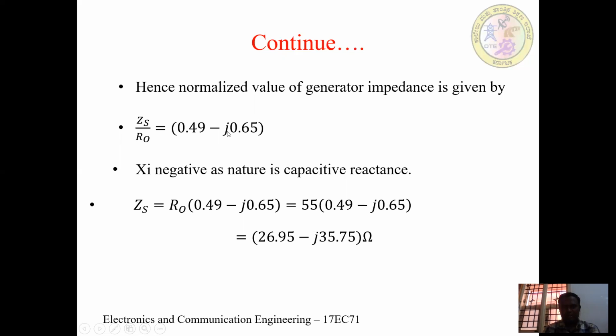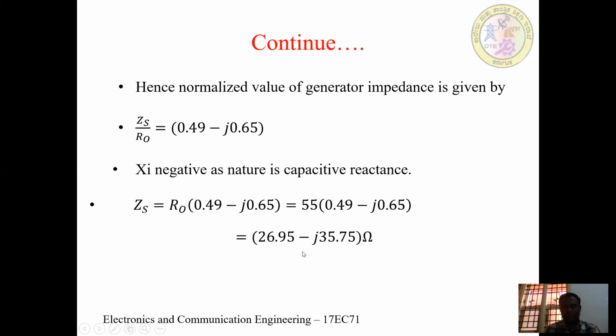So Xi is negative, as it is of the nature of capacitive reactance. If it is an inductive reactance, then definitely this will be positive. So this is the normalized one. I transfer this by R naught distance when I have multiplied.